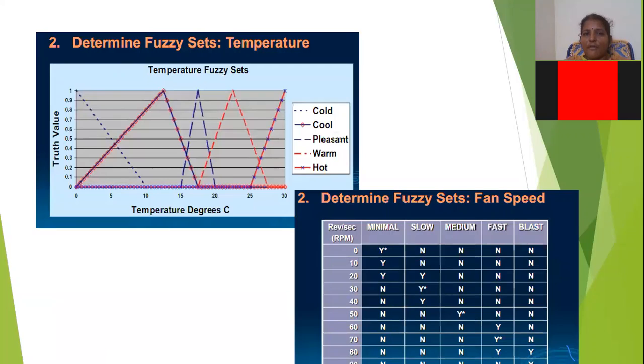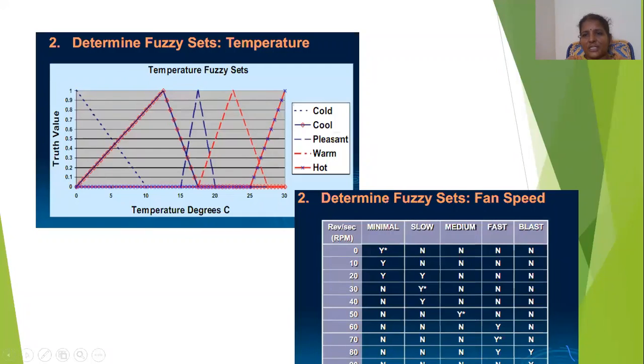Okay, so for the different temperature fuzzy sets, the linguistic variables are built up in the form of a graph. Temperature fuzzy sets for different sets of temperatures: cold, cool, pleasant, warm, hot. So truth values 0 to 1. So you are determining fuzzy sets.